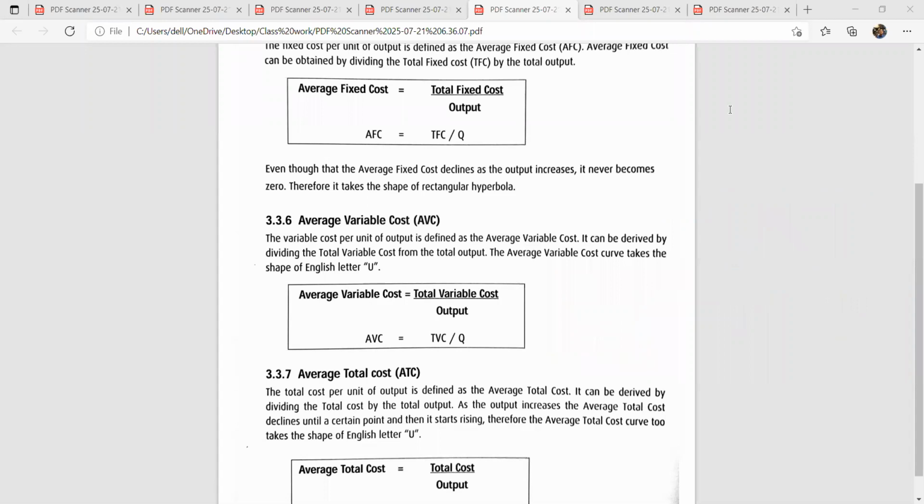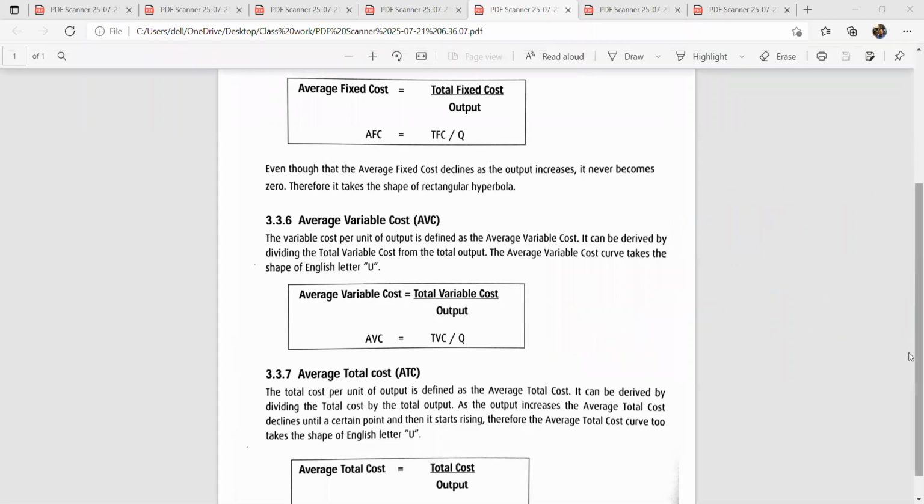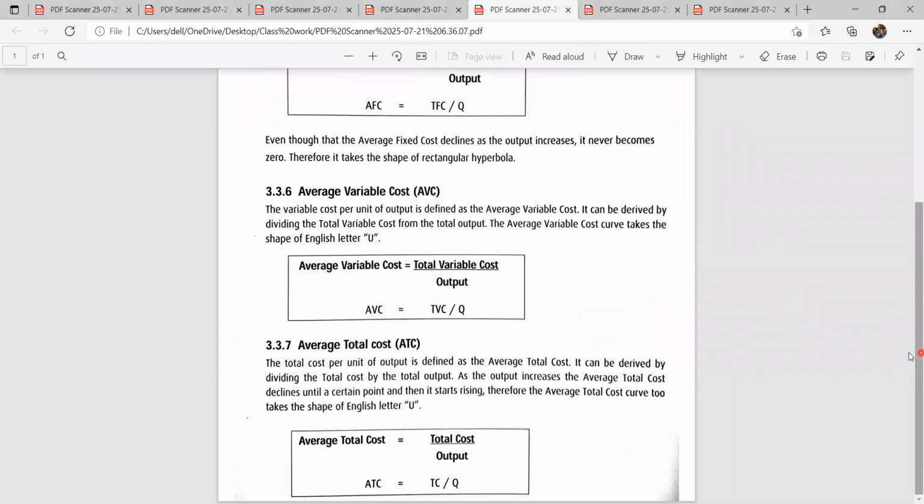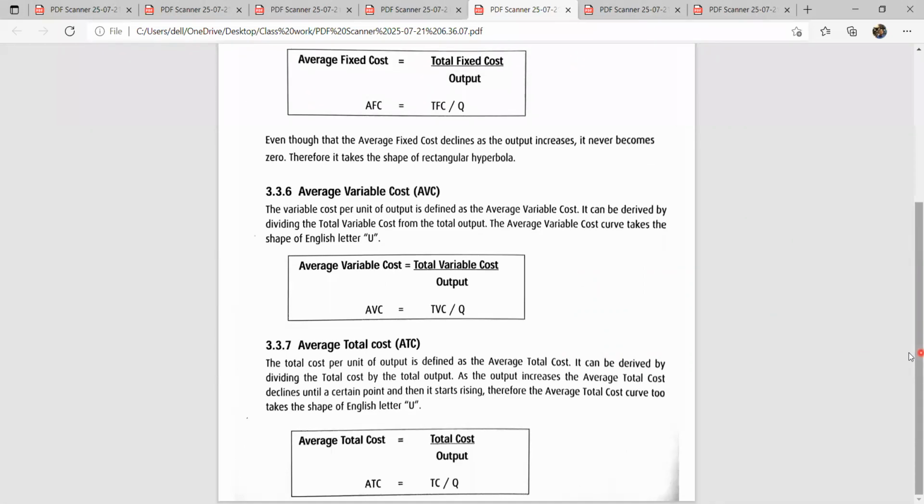average cost. In other words, average total cost. Sometimes AC, average cost. Sometimes ATC. So average cost means total cost per unit produced. Then the total cost is counted, then divided by number of units produced. You see, we calculate total cost divided by quantity, TC divided by Q.